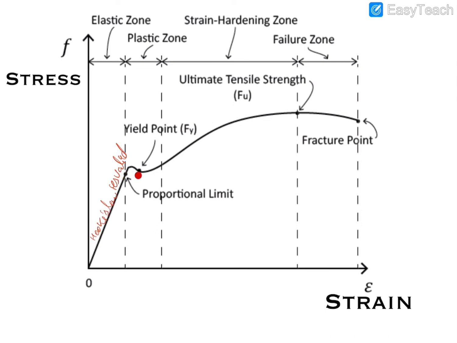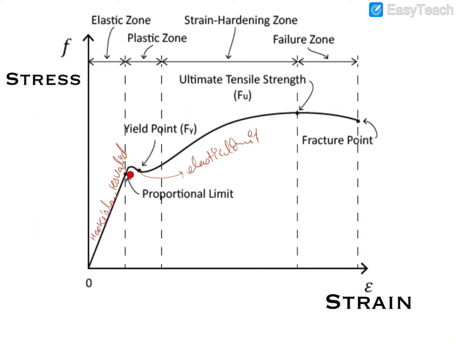Now, beyond this point, till this point, this is also called the elastic limit or yield point. In fact, the elastic limit is the stress at this point, at the yield point. Now, what is this zone? In this zone, stress is not directly proportional to the strain.